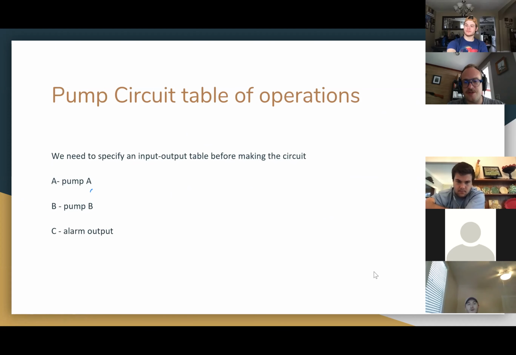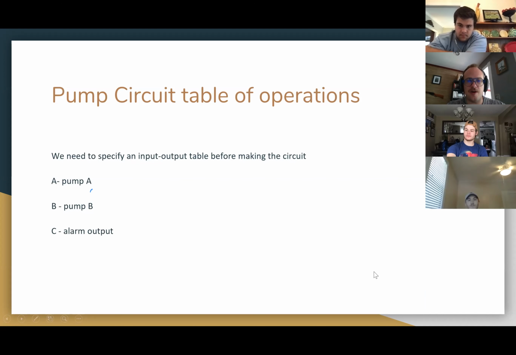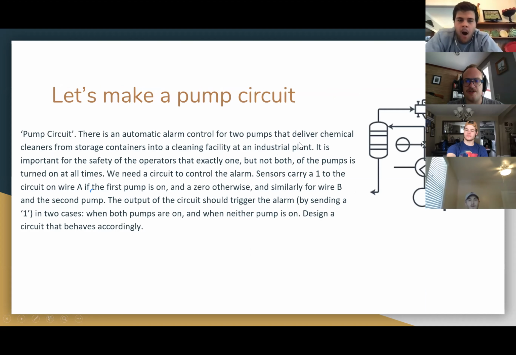So the first step we do is we design a table of operations. This is similar to what we were doing with constraint problems, translating from an English description of a problem to something that starts us off on formalizing or framing that problem. So here's the operation that we need.